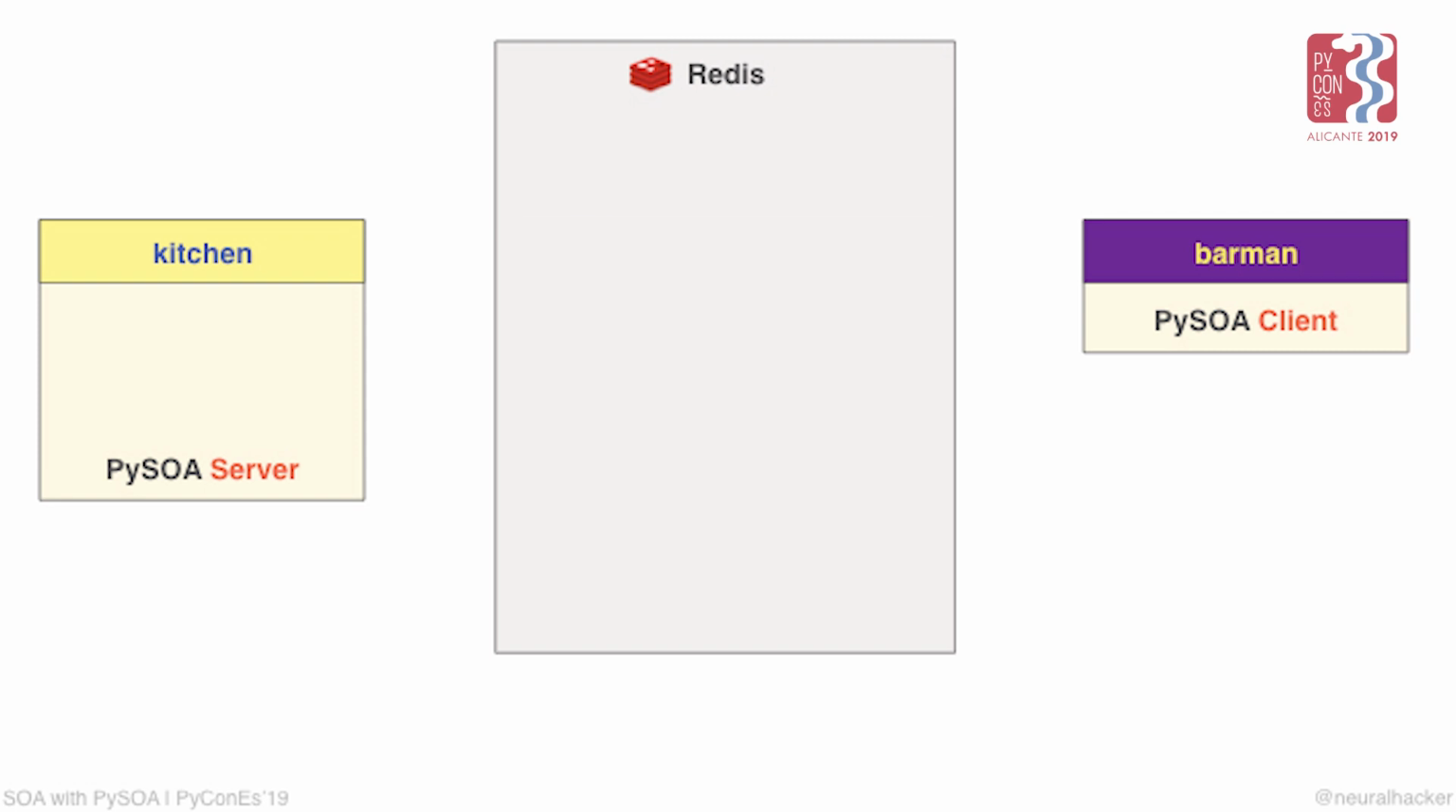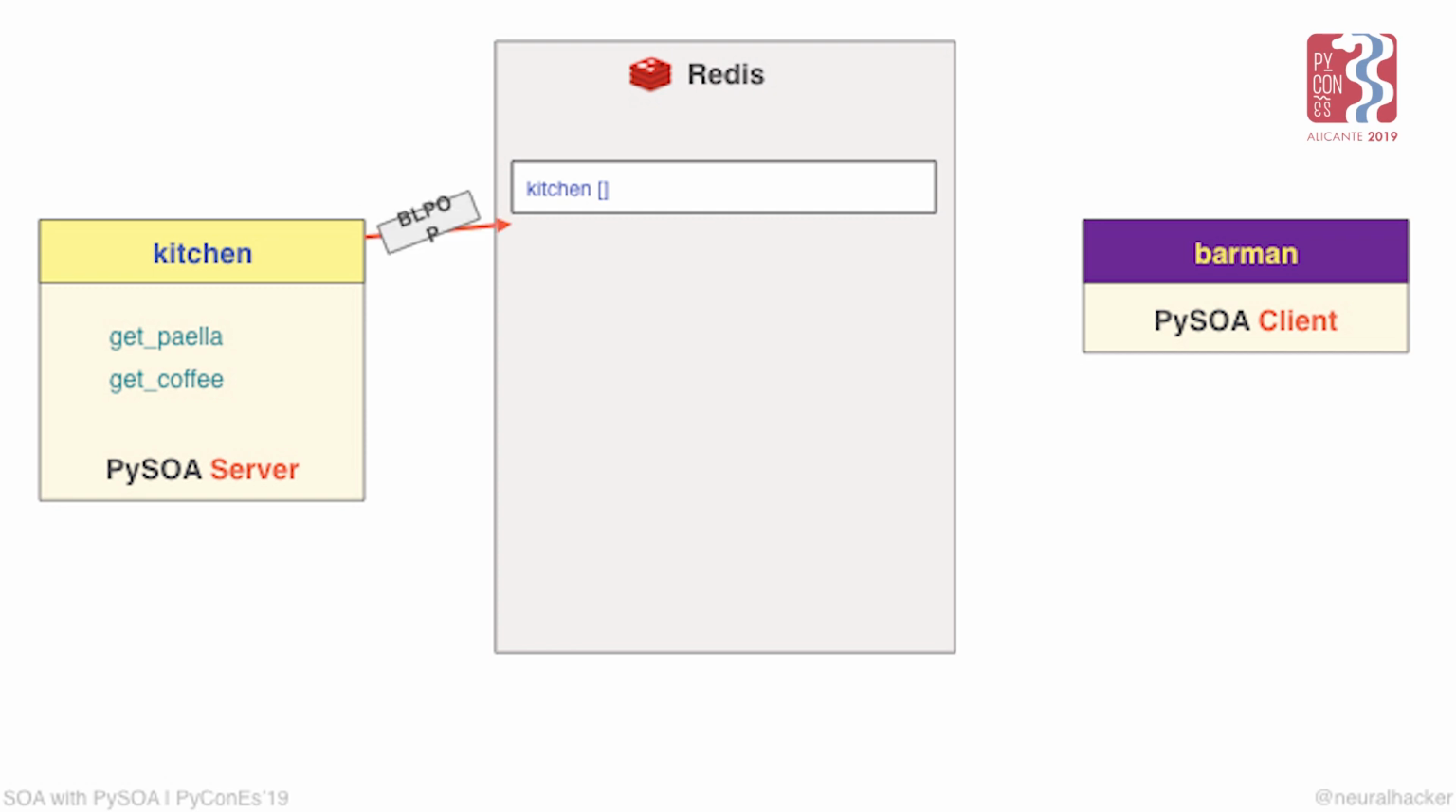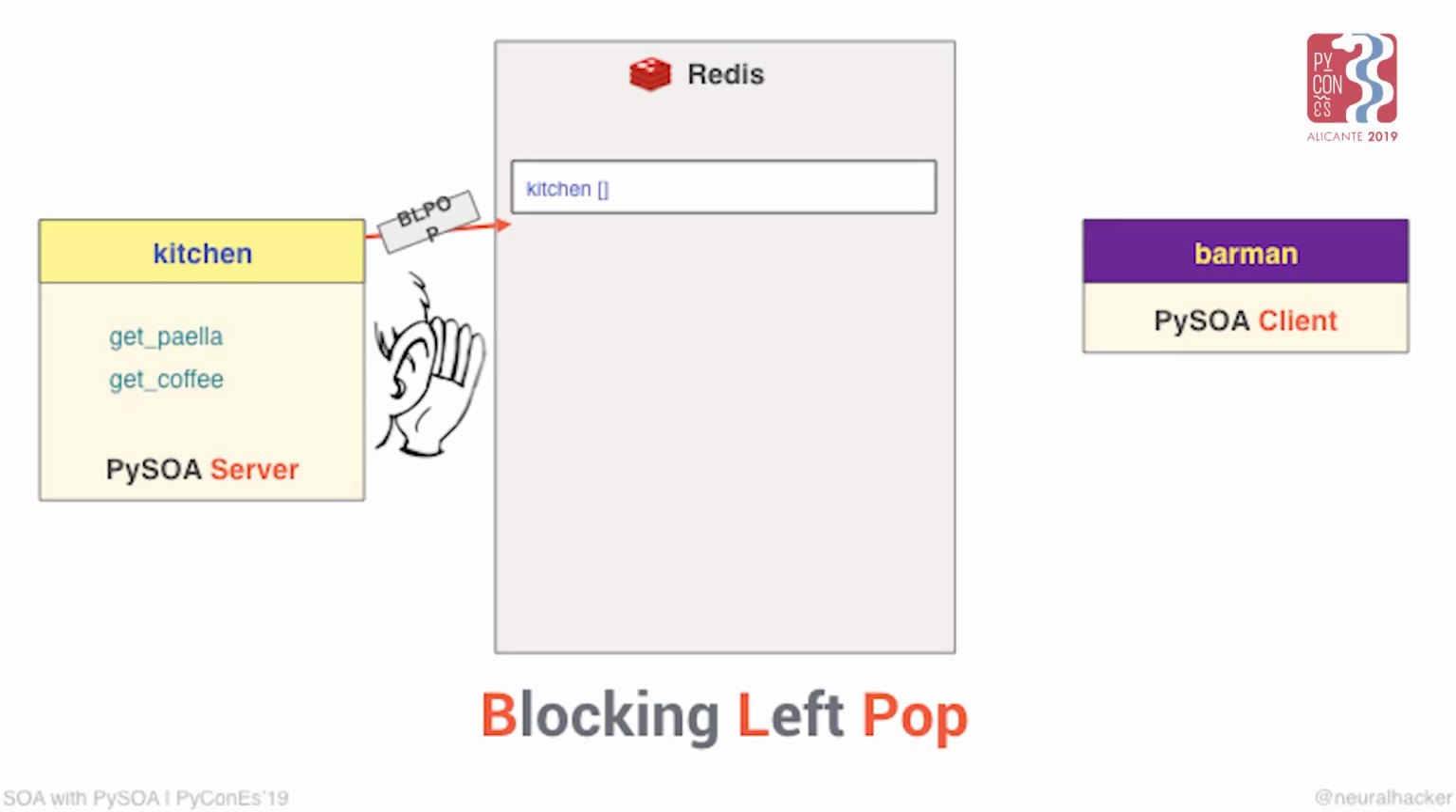server as a broker. And we are going to set here a key in the server and a list to send the messages. Let's say the kitchen can give paella and coffee. The server, as soon as it's started, starts listening, triggering a blpop. So it's going to be waiting for any messages on this list every 5 seconds by default. So it's basically polling for messages.